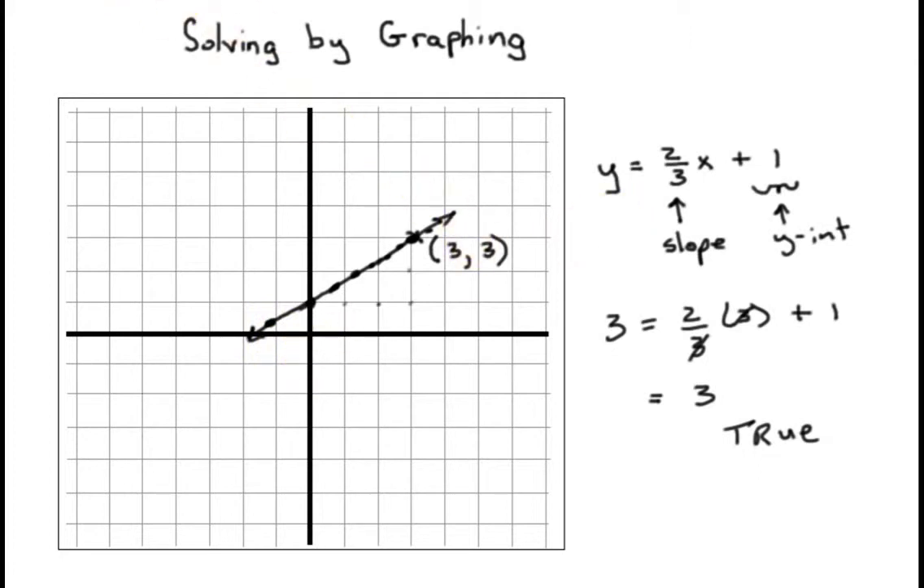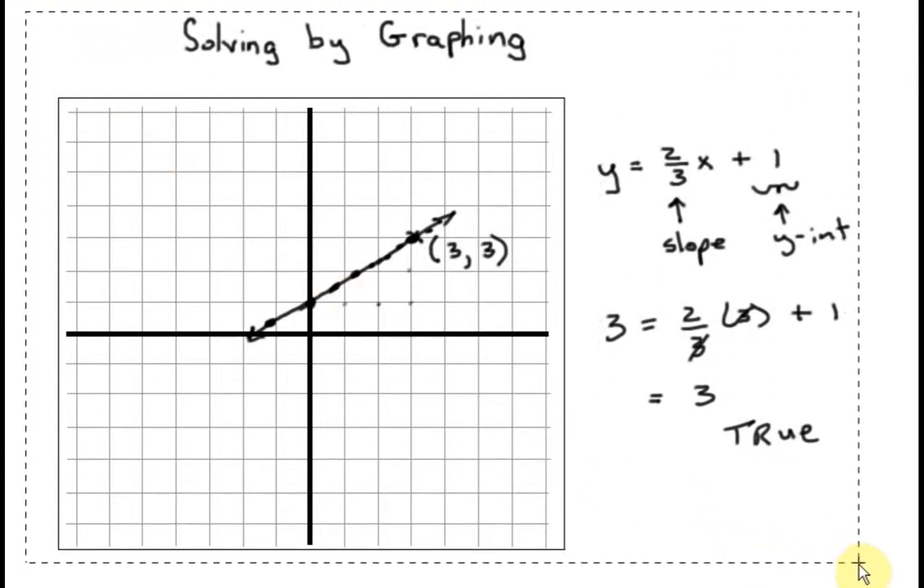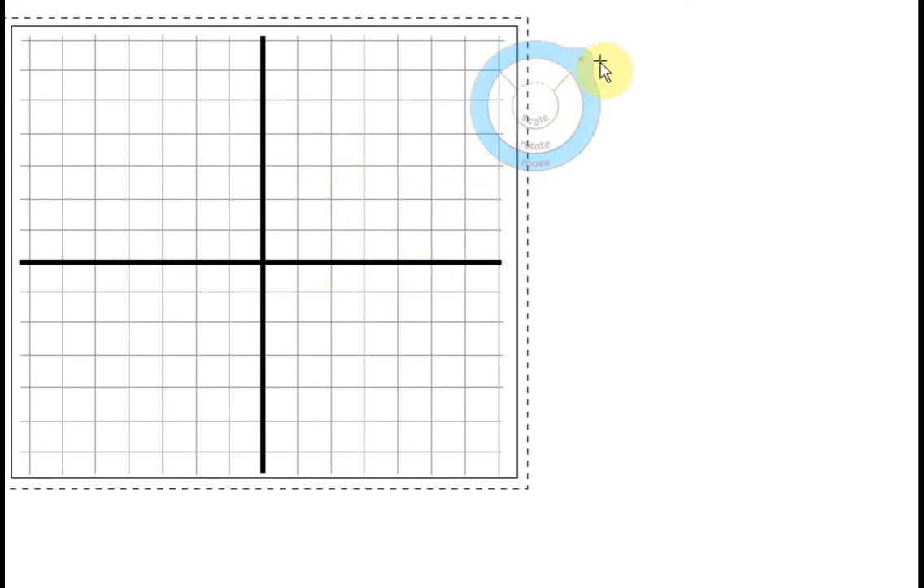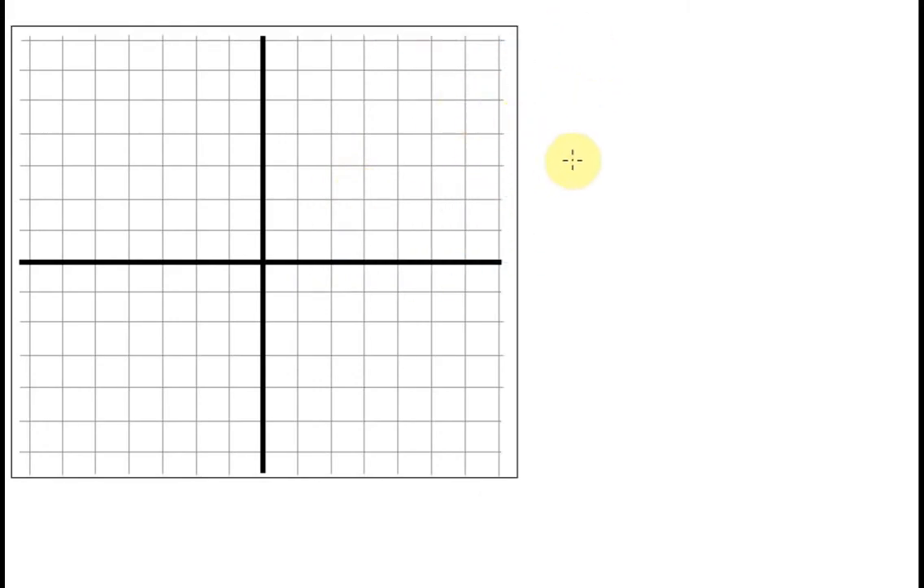So now let's use that knowledge and solve a system of equations by graphing. Let's clear off the screen, and we're going to produce a grid. My system is going to look like this. Somebody says go ahead and solve the following. One equation is y equals 1/2 x minus 3. And the other equation is y equals negative x plus 2.